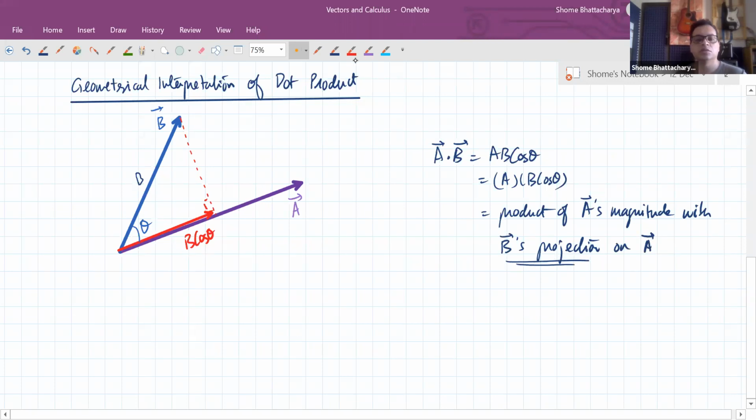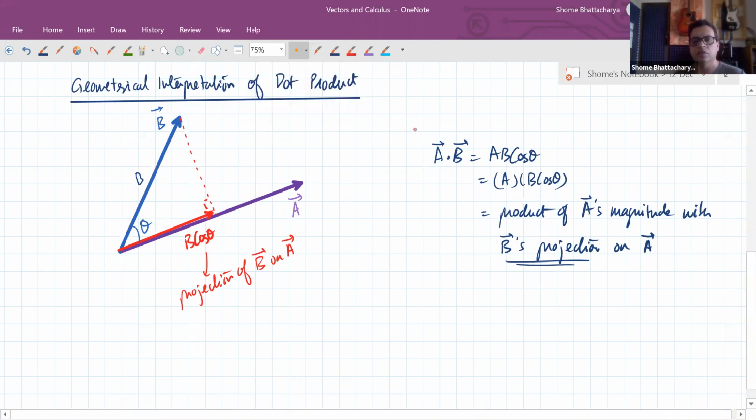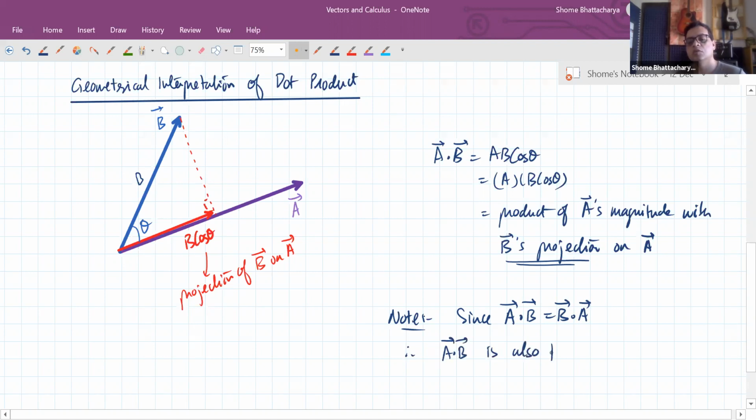So this quantity here is the projection of vector B on vector A. Or inversely, we can also say it is a projection of A on B. Since A dot B is the same thing as B dot A, we can also say that A dot B is also the magnitude of B multiplied by the projection of A along B.